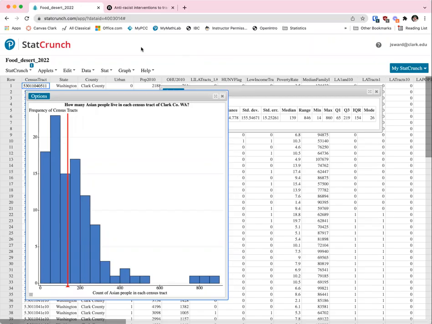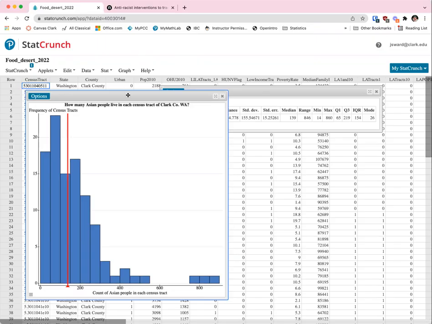Hey everyone, in this video, I'm going to show you how to make other graphs using StatCrunch. The graphs that I'm going to make are going to contain categorical variables and quantitative variables. So it's really nice to be able to compare categories with just a simple click in your settings.